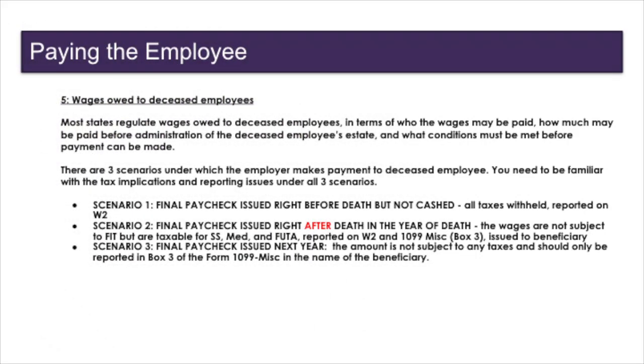Next, we are going to talk about the wages owed to a deceased employee. They are also not governed by FLSA. Most states regulate wages owed to deceased employees in terms of who the wages may be paid to, how much may be paid before administration of the deceased employee's estate, and what conditions must be met before the payment can be made. There are usually three scenarios under which the employer makes payment to a deceased employee. And you need to be familiar with the tax implications and reporting issues under all three scenarios.